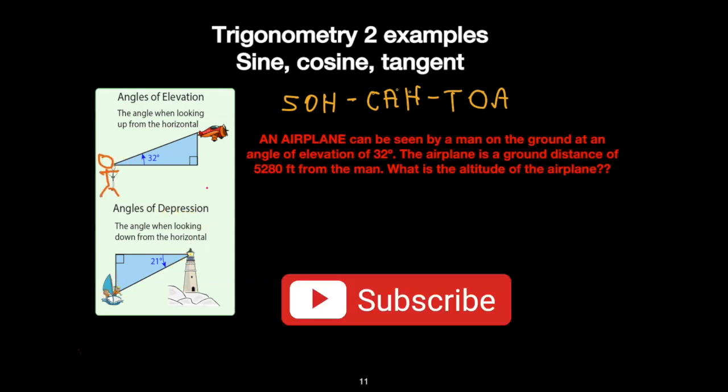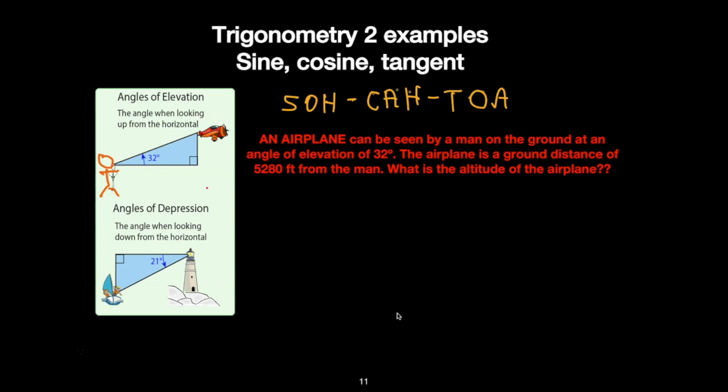And here we have an airplane that can be seen by a man on the ground at an angle of elevation of 32 degrees. Now, elevated, he's on the ground. The airplane is a ground distance of 5,280 feet from the man. What is the altitude of the airplane? So let's label our drawing.